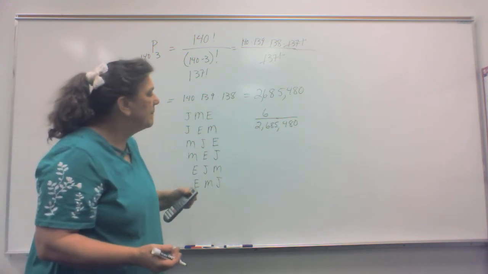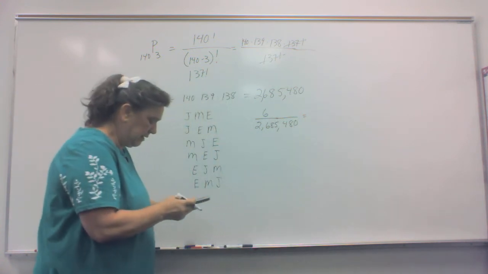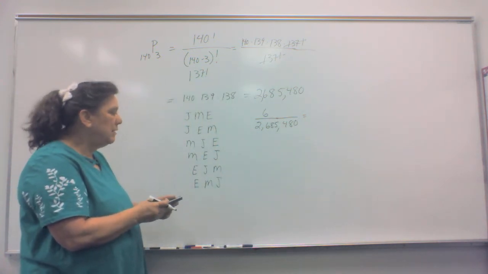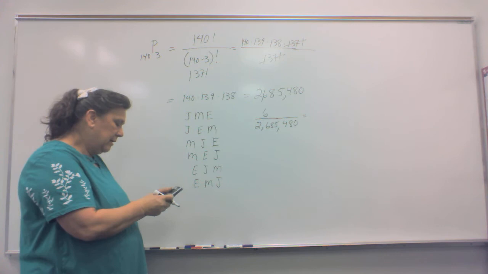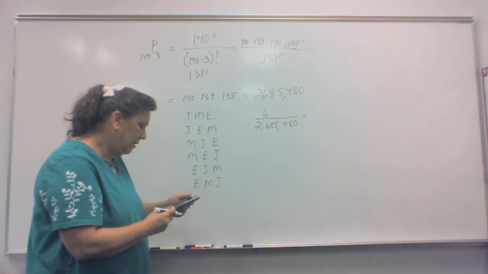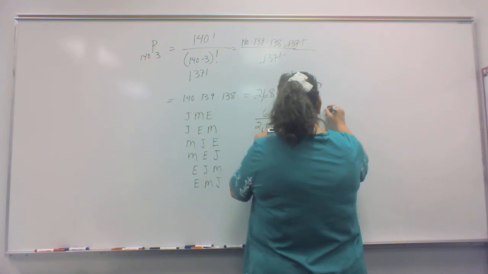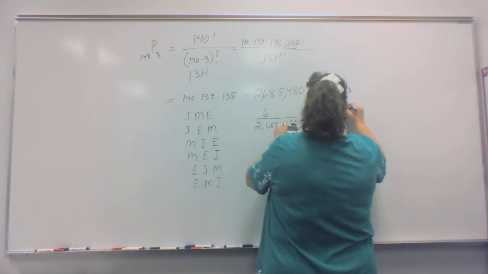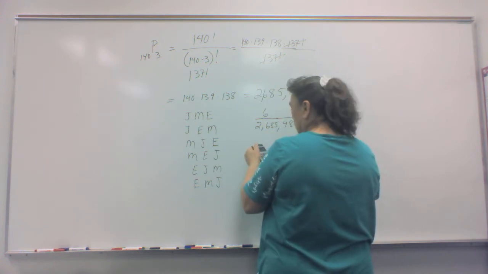Now, that is equal to what? Let's see. 6 divided by 2,685,480 gives you, to the negative 6. So 1, 2, 3, 4, 5, 2, 4, 6. There it is.